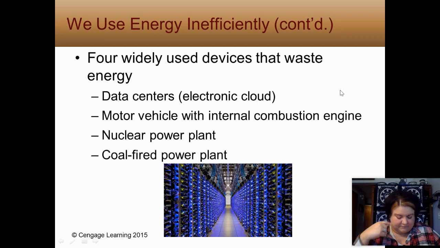So this is number 3. So you've got some inefficient technologies, okay? So number 1 is a data center. So anytime that you have a network or Wi-Fi in a big widespread building, you have a room that looks like this. This is like where the cloud is housed.